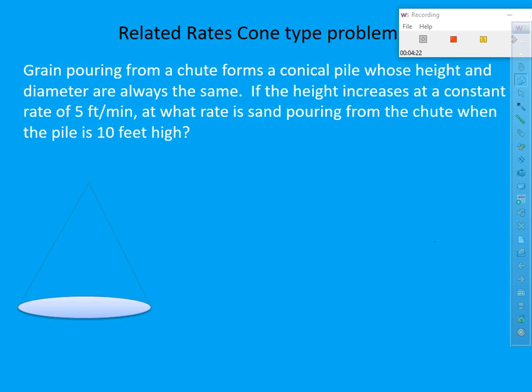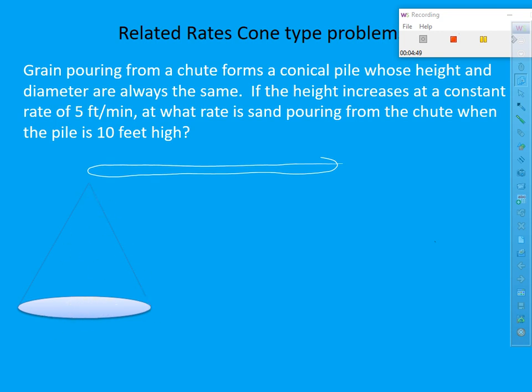So now, here goes your number 1. We're going to set this up a lot like we did last class on the related rates. It says grain is pouring from a chute and forms a conical pile whose height and diameter are always the same. If you've ever helped with the harvest, you'll see a chute taking wheat to a pile, or you might see an auger dumping wheat on the ground. And what it does, it kind of starts off, but it just winds up being conical.